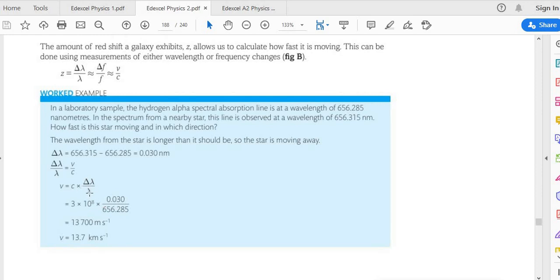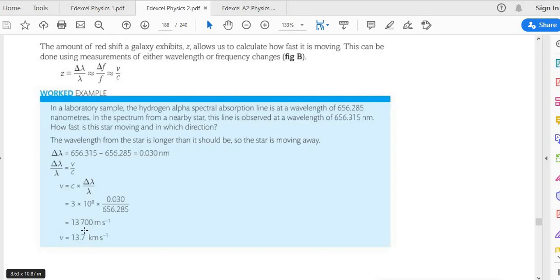And remember, this lambda is the original wavelength, so don't use the wrong one here. This is the observed wavelength. What we get in the lab is the original wavelength. The wavelength from the star is the observed wavelength. So be careful, because sometimes students confuse these two. Here we use the original wavelength, 656.285. In some textbooks they give this as lambda O, with a subscript O for original. Then we get 13,700 meters per second.